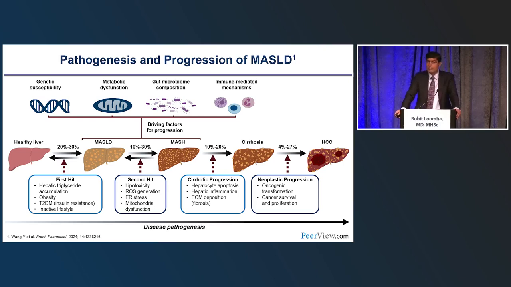There's also risk of hepatocellular carcinoma. Patients with MASH can also develop HCC without going through cirrhosis. This is really important, and pathogenetically, we don't really understand which patients with NASH could develop hepatocellular carcinoma without going through cirrhosis.